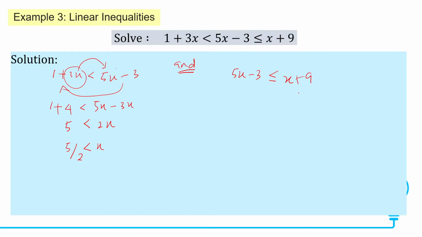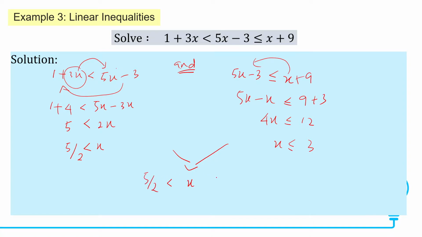And then this side, we are doing the same thing, shifted here. So I have 5x minus x less than or equal to 9 plus 3. And then I have 4x less than or equal to 12. x is less than or equal to 3. And since this one is very convenient, x and x, I can always combine it back to become x greater than 5 over 2 and less than or equal to 3.